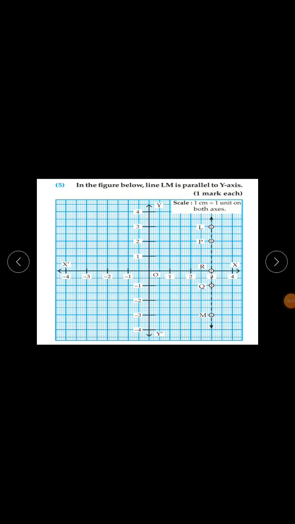Now, question number 5 from problem set 7. Students, question number 4 is homework. Now, question number 5. In the figure below, line LM is parallel to the y-axis.